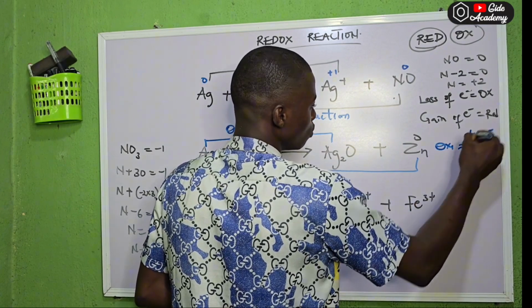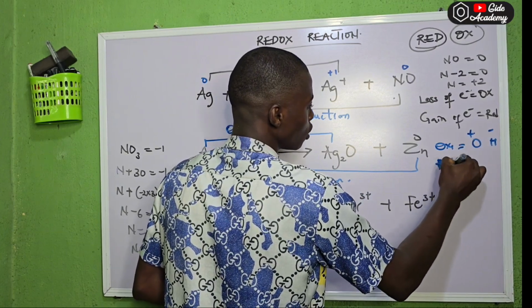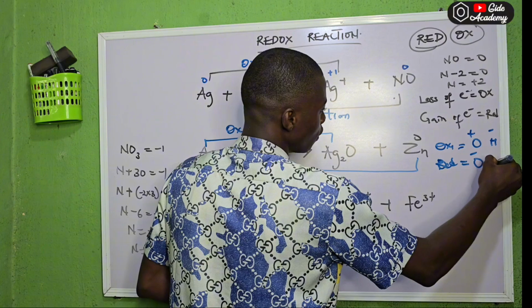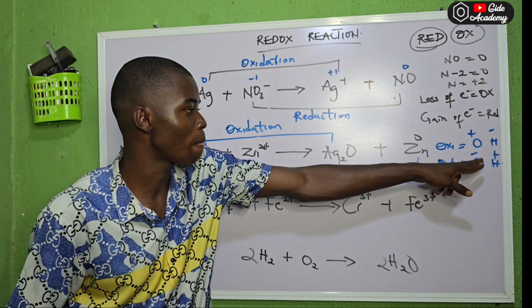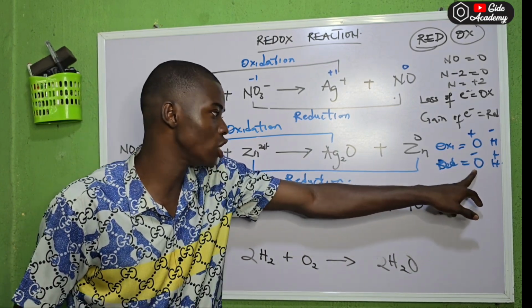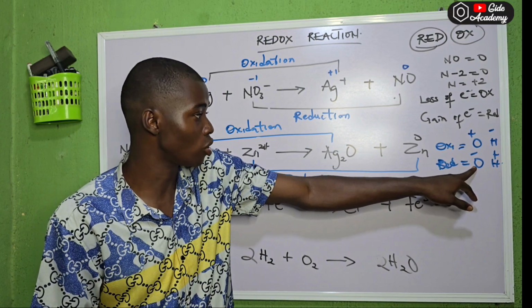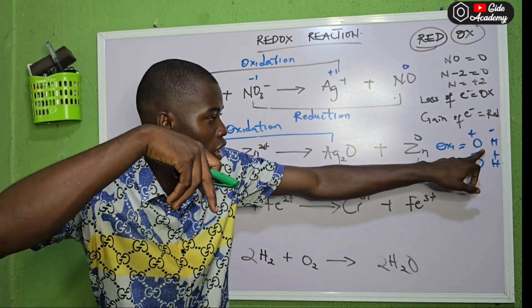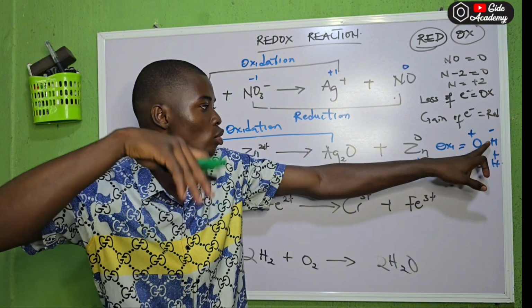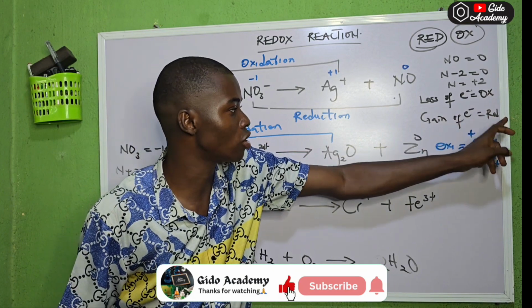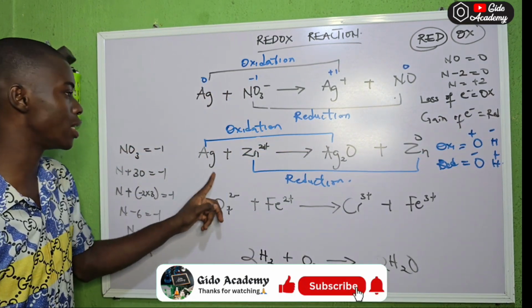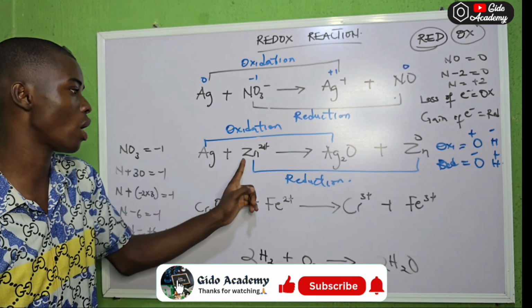When hydrogen is removed, it is oxidation. Reduction talks about oxygen being removed and hydrogen being added. So if hydrogen is added, it is reduction; if oxygen is removed, it is reduction. If oxygen is added, it is oxidation, while if hydrogen is removed, it is oxidation. Loss of electron is oxidation, gain of electron is what? Reduction. So if you look at this compound here, oxygen was added.